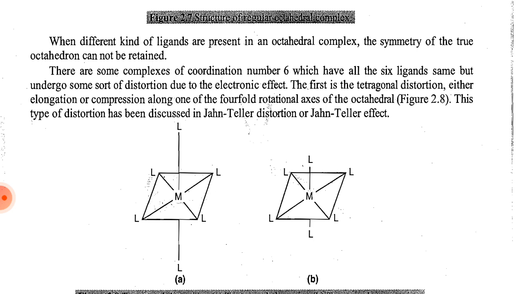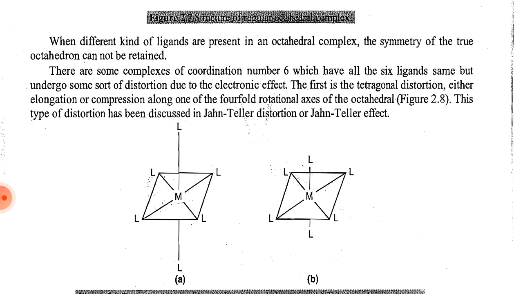So what happens due to the electronic effects? When there are six ligands making coordination number 6 of a transition metal and they are octahedral, due to the electronic effect all six ligands get distorted. That means they never show the symmetrical octahedral geometry because of the electronic effect.